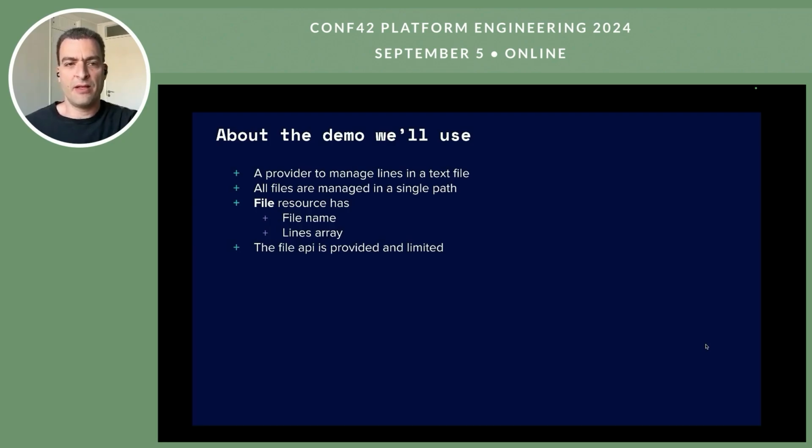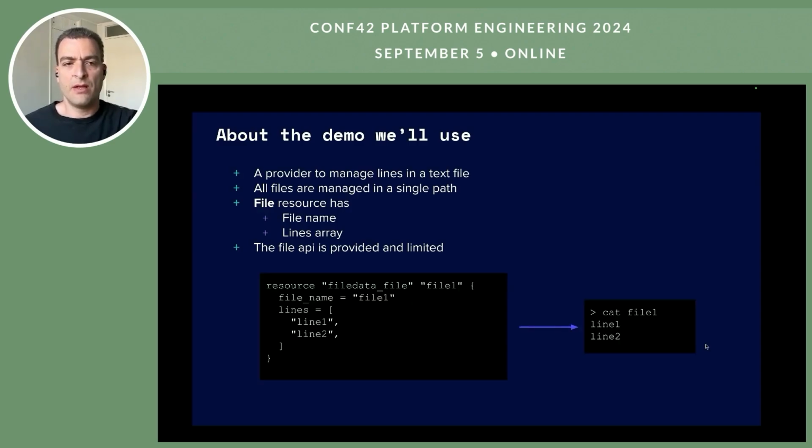The file API was provided for you by me and is limited. It doesn't have a lot of primitives. You can read a line, you can write a line, you can count the number of lines in the file, but not a lot more than that. And you can see that the resource definition on the left, which has a file and 2 lines, line 1, line 2, maps into a file that has 2 text lines.